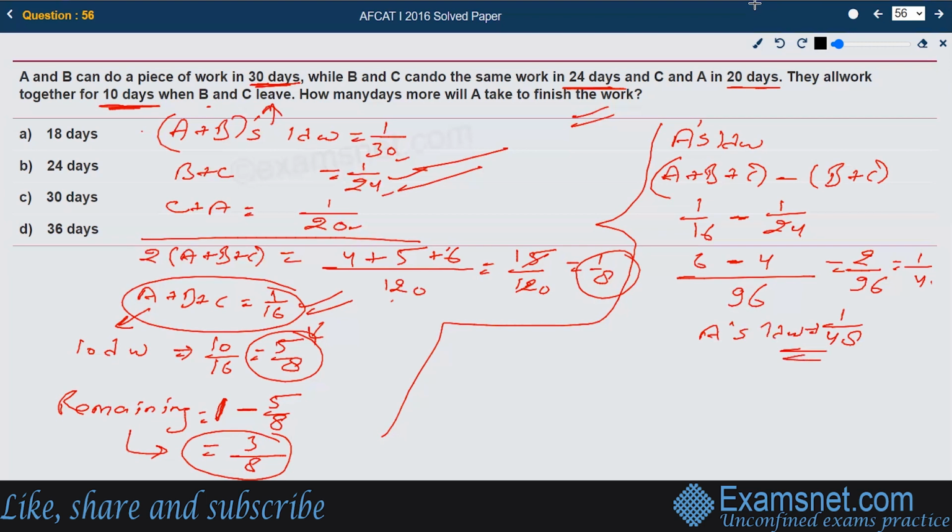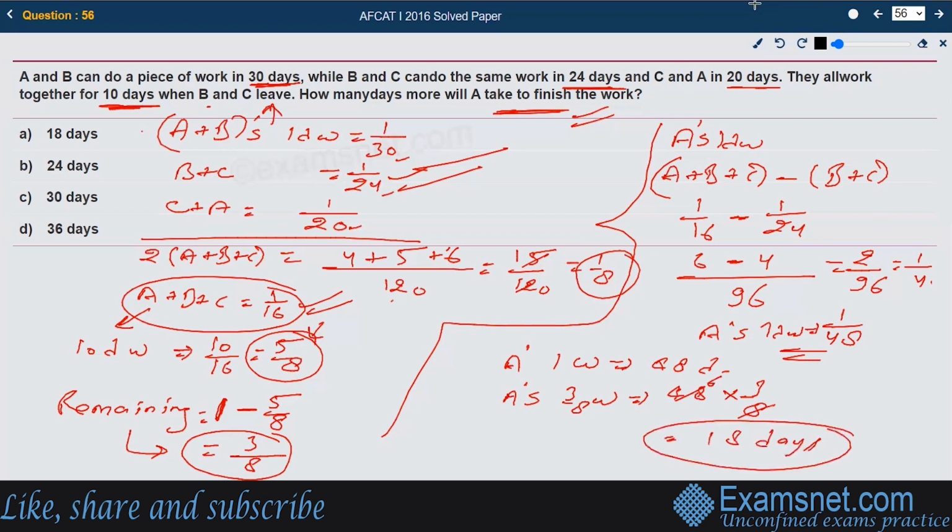Now, if I want to know how many more days A will take to finish the remaining work, A's capacity is that he completes one work in 48 days. The remaining work is 3 by 8. So how many days will A take to finish 3 by 8 of the work? It is simply 48 into 3 by 8. That is going to be 18. That is 18 days. Okay, so that seems to be the answer. That is 18 days in which A will complete the remaining work. So this is how we progress with the time and work question.